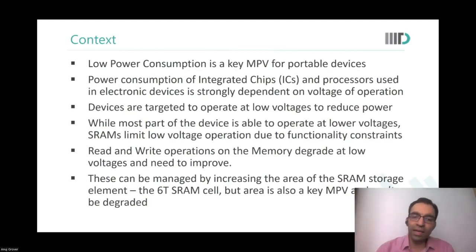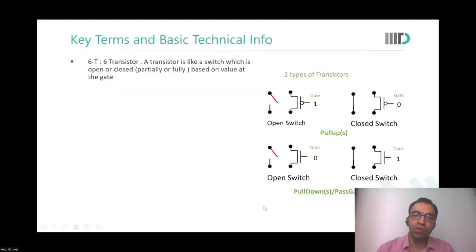So now we need to analyze the problem. But before we go to analyze the problem, let us look at what a 6 transistor cell looks like. This is called a 6 transistor SRAM cell because there are 6 transistors in it.